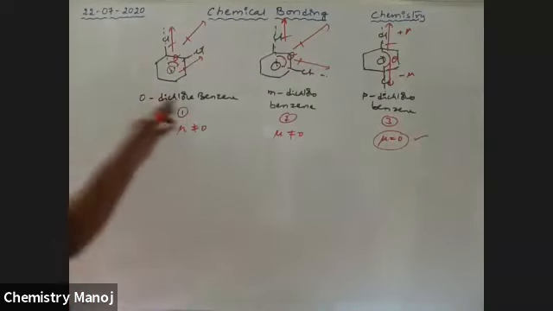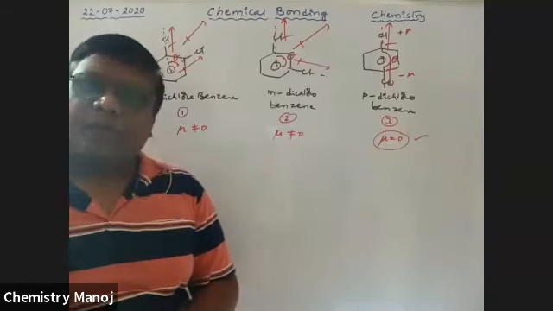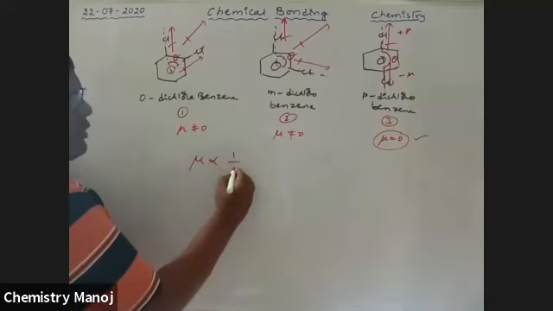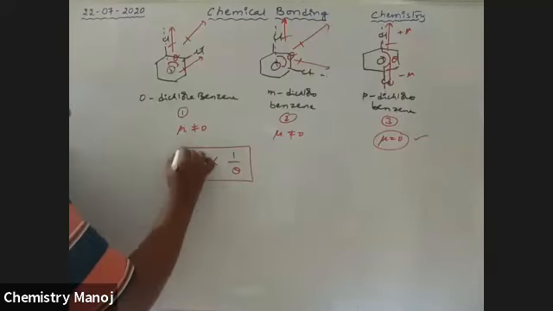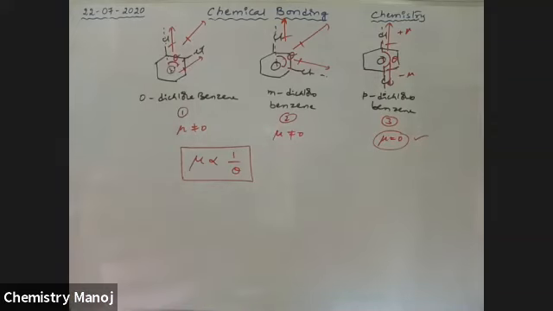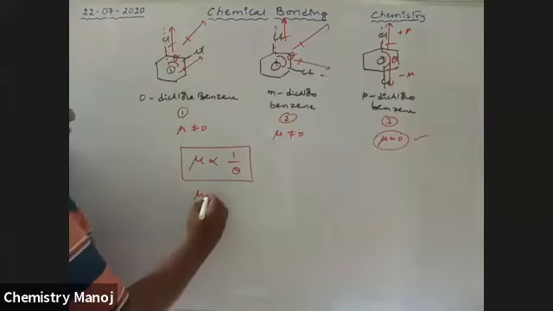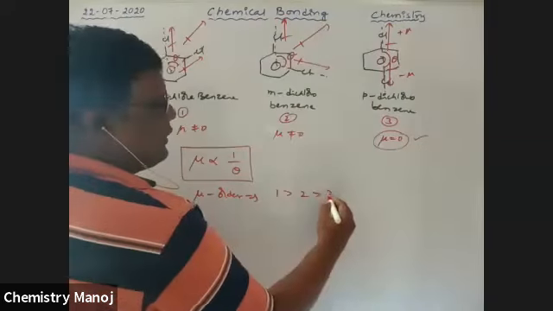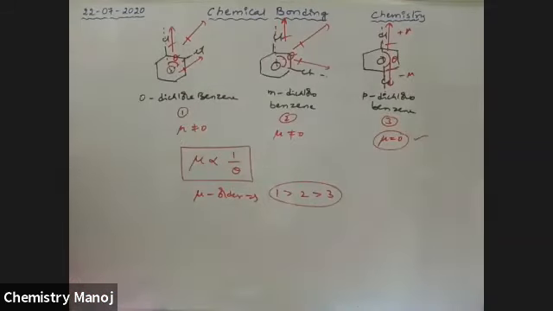Among these three molecules, which one has the greatest dipole moment? The mu value is inversely proportional to theta. It is important, boys. The lower the angle between the bonds, the higher the dipole moment. So the dipole moment order is 1 greater than 2 greater than 3. 1 has the greatest dipole moment, 3 has 0 dipole moment.